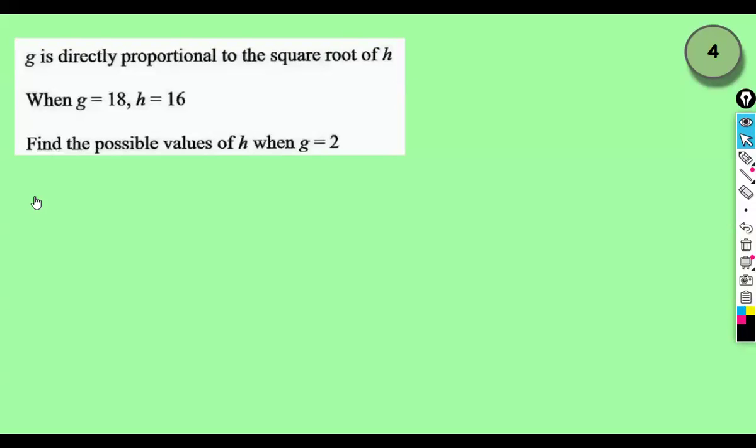They said G is directly proportional to the square root of H. If the word square root wasn't there, it would have simply been G is equal to KH, and it would have been a regular boring question from there, right? But they said the square root of H, so you have to put a little square root over the H. You think you all can take the question from there now?